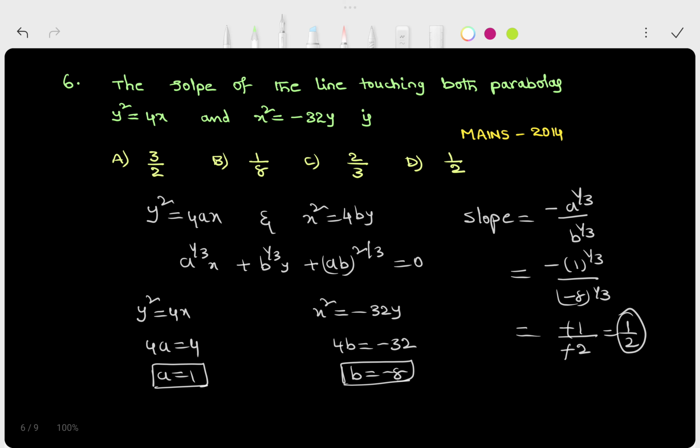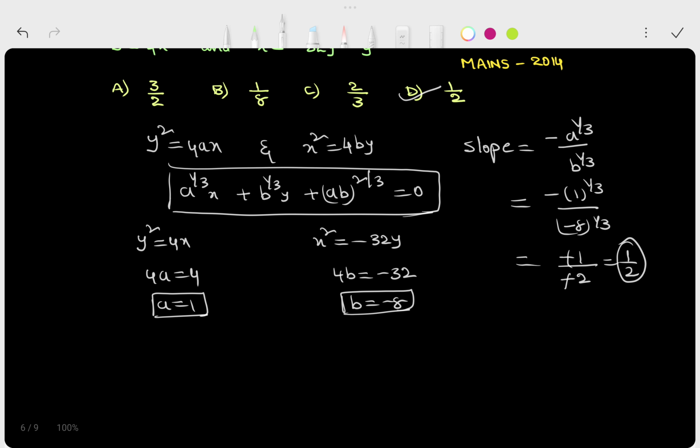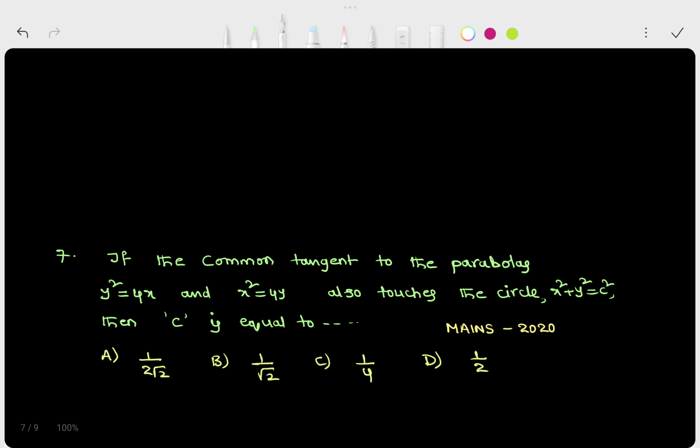So what is the correct answer? D is the correct answer. Now by substituting the a value and b value in this equation, you can also find the equation of the common tangent. See one more question in the same model.